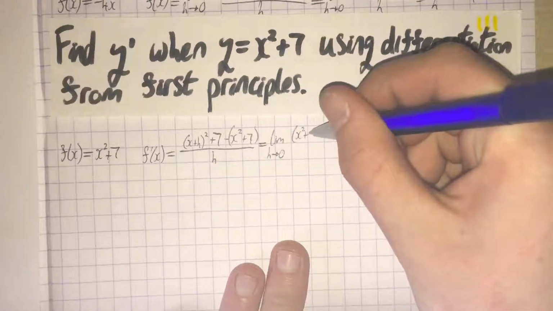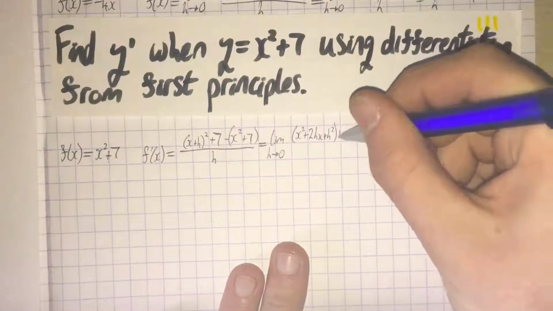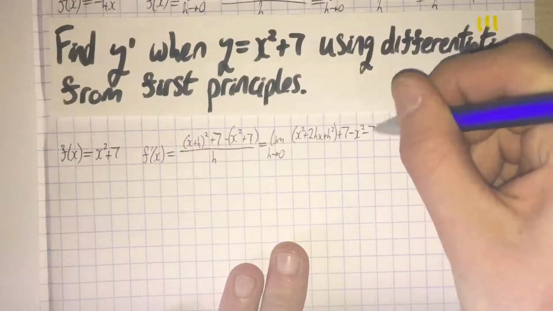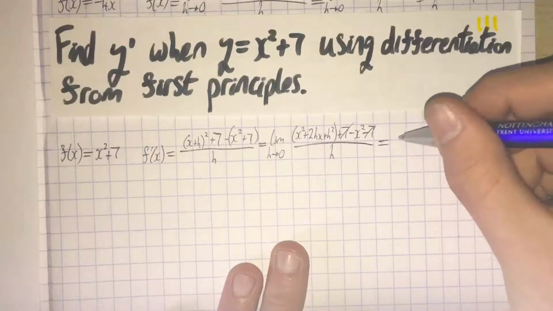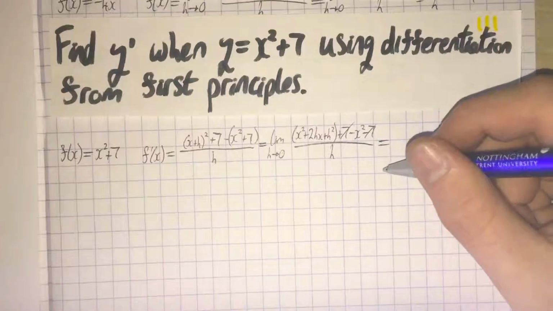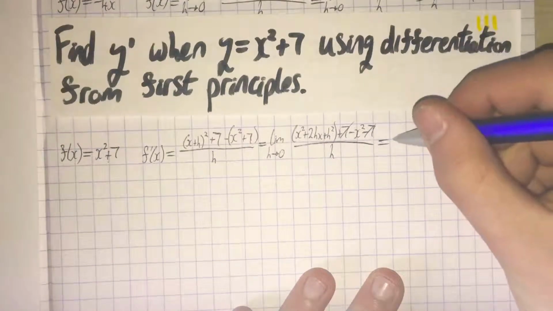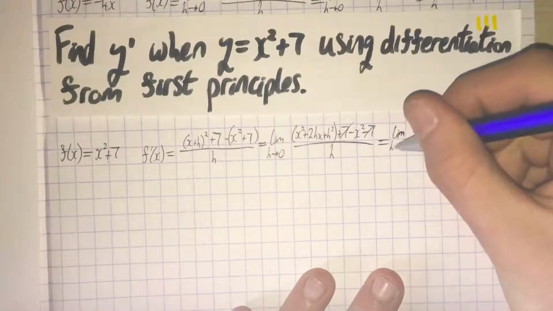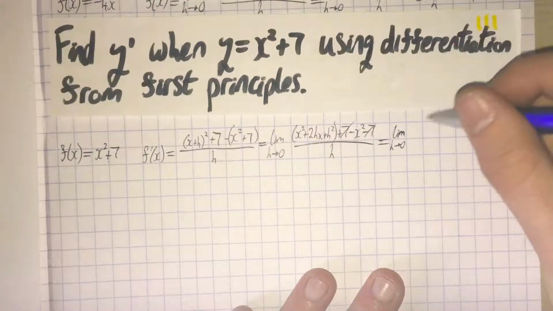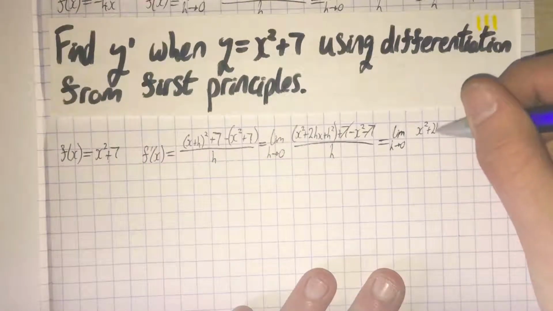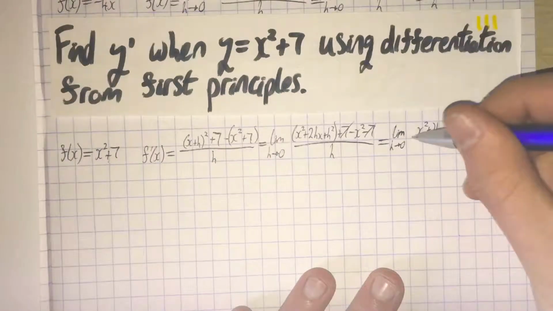x squared plus 2hx plus h squared, close brackets, plus 7 minus x squared minus 7. 7 will cancel off, all over h, do not forget. Otherwise you'd have a tough time finishing this because you'd be dividing by 0, which isn't quite plausible. Well, it's undefined anyway. So limits h tends towards 0. We're going to have x squared plus 2hx plus h squared minus x squared all over h.